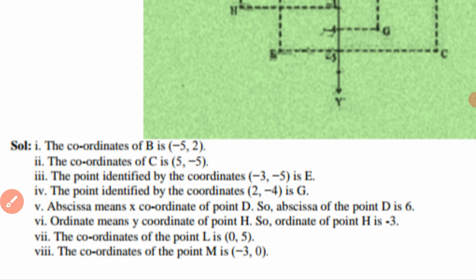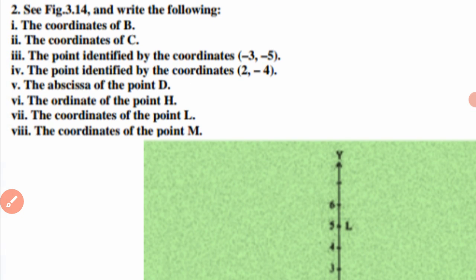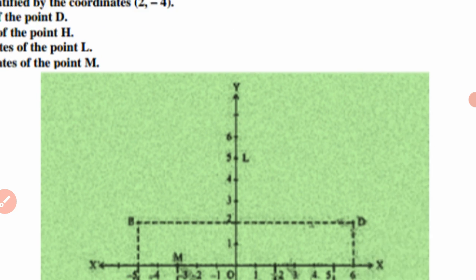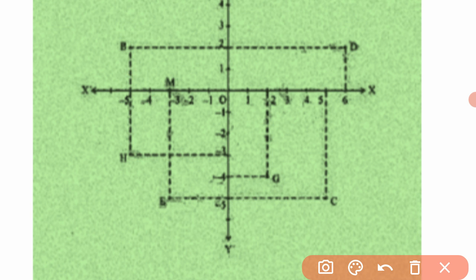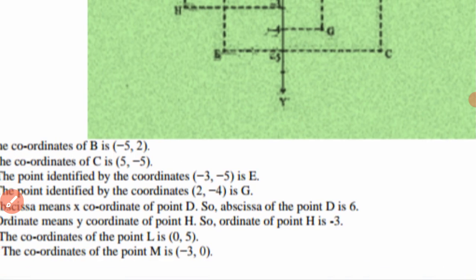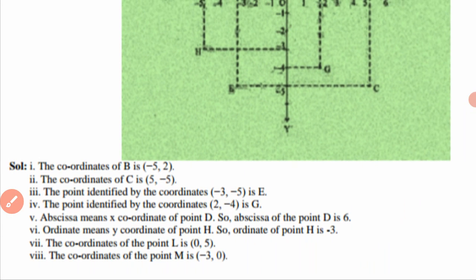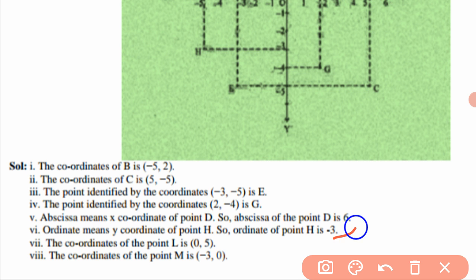Similarly, in the sixth part we have to tell the ordinate of point H. Ordinate means the y-axis, or y-coordinate. So the ordinate of H is -3. So -3 is the correct answer.